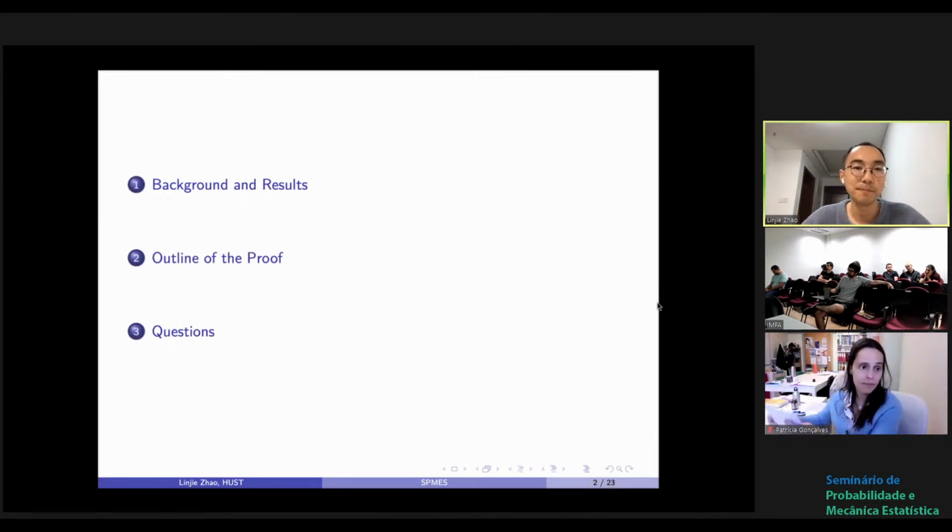And the plan of the talk is divided into 3 parts. In the first part, we first introduce some references on the target particle and then state the main result of the talk. In the second one, we will give some ideas of the proof. And actually, we only partially solve the problem. So in the end, we will propose some questions.